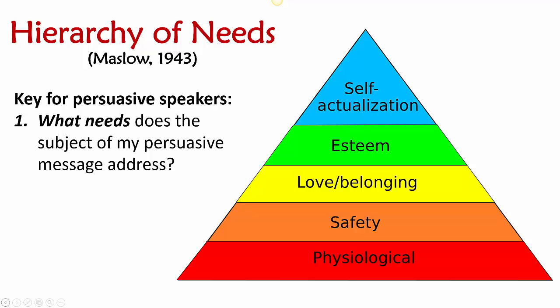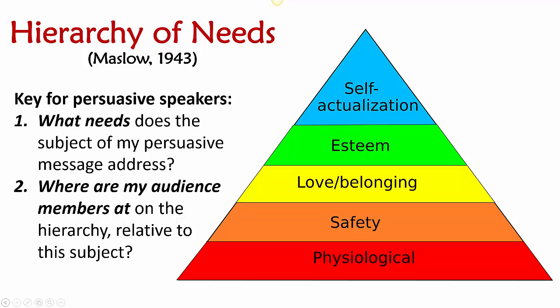Now, at the same time, I also have to consider, where are my audience members currently at on the hierarchy relative to this subject? This is going to be important for us, especially since we want to make sure that we're not keying in on the wrong places on this hierarchy, focusing on specific sorts of needs or values or desires when they're actually at a very different kind of place. And so there may be a disconnect between where my audience currently is relative to this subject matter and where I'm anticipating that they are.